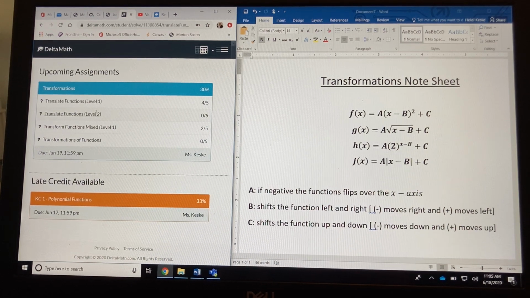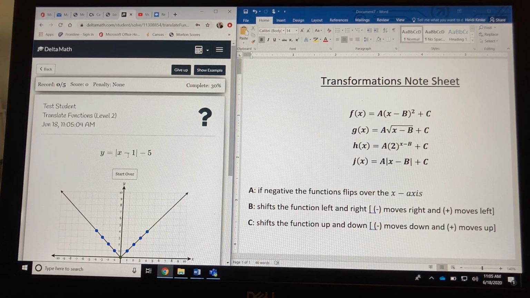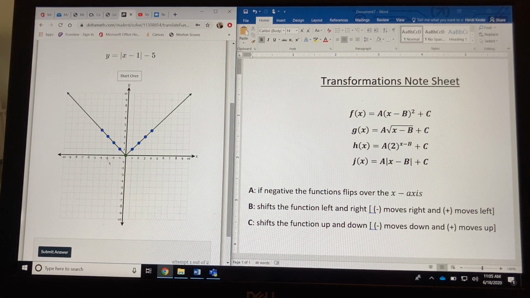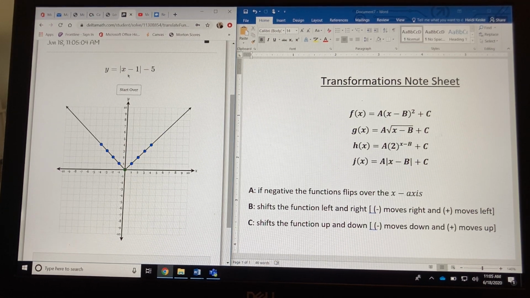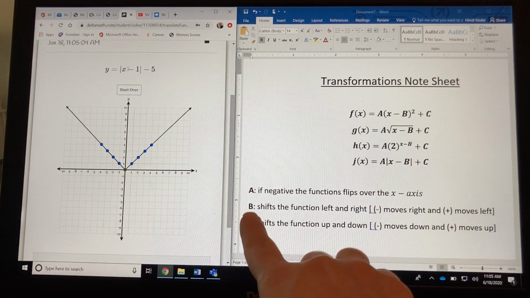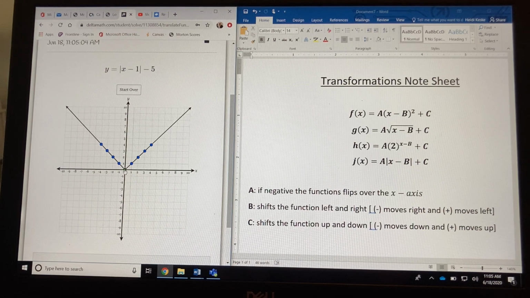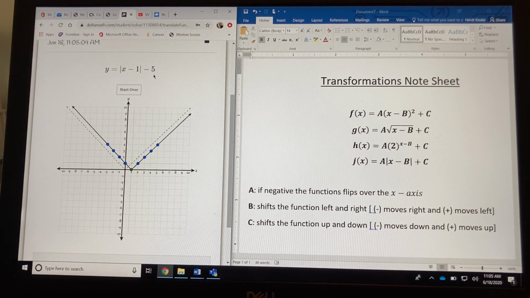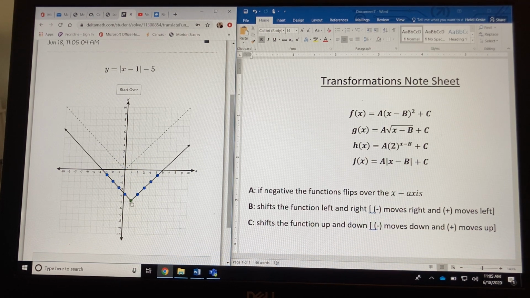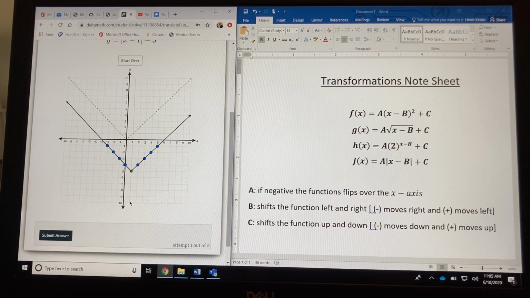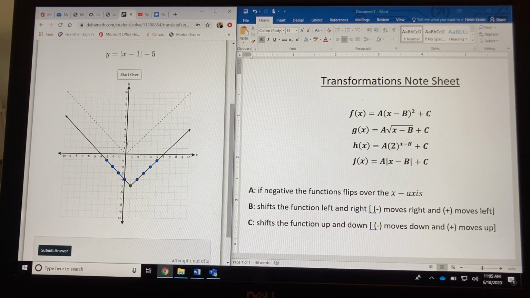Now if we look at level 2, this has 2 transformations. Still just moving the graph to match the transformation. So the x minus 1 is on the inside. So that moves it left and right. So minus 1 is going to move it right 1. Now I have a second transformation on the outside, the minus 5. That moves it down 5. So I'm going to also drag this down 5 spots. And that is where your new function belongs. I went to the right 1 and down 5.